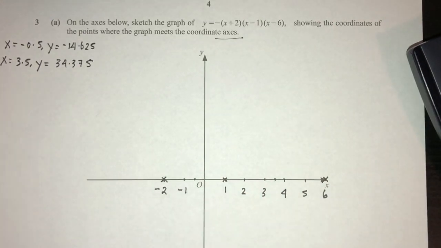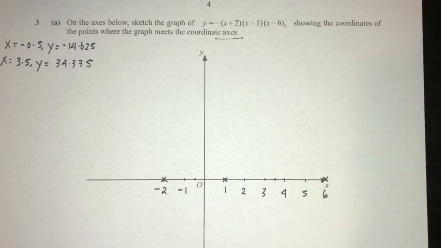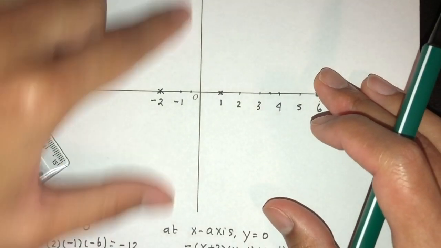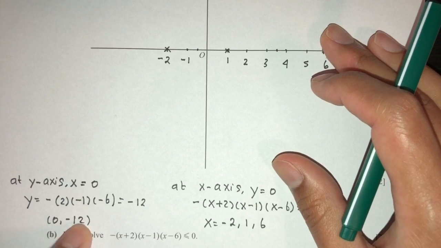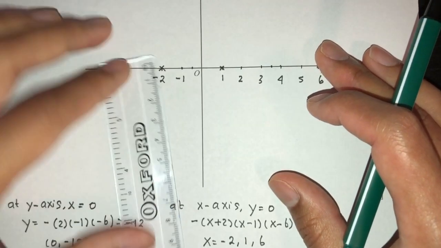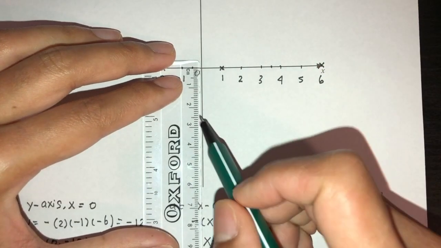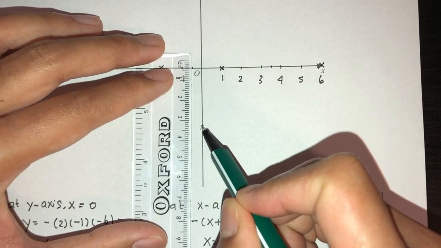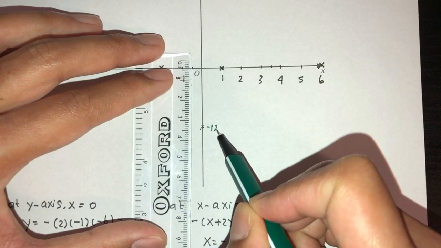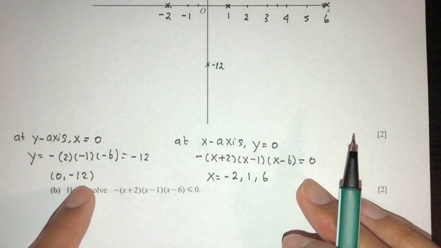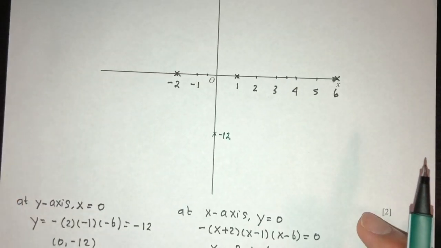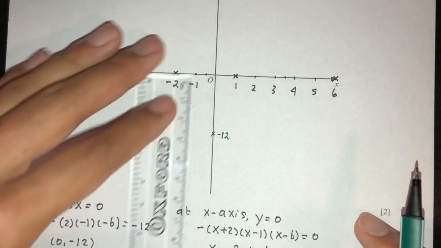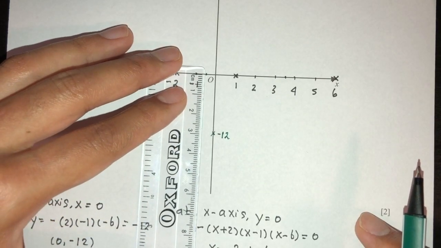So now let's plot this down on your graph. So first point we can show is that on the y-axis, as we have seen here, it is 0, minus 12. We can draw the approximation. Let's say 12 will be around here. So 0, minus 12. Let's mark this down as -12, so they know that you have found the point.